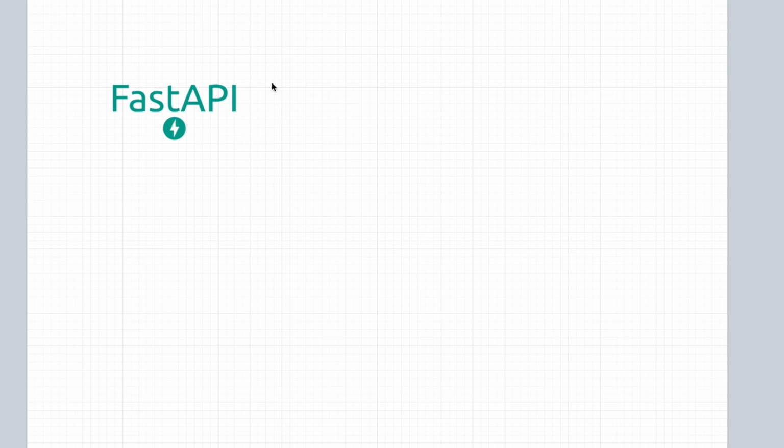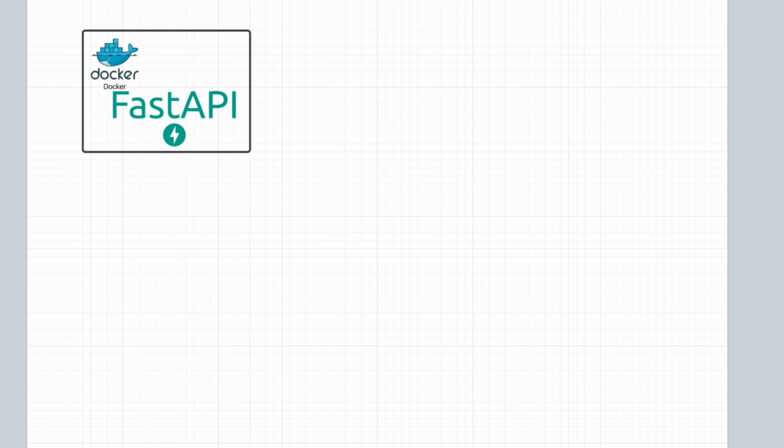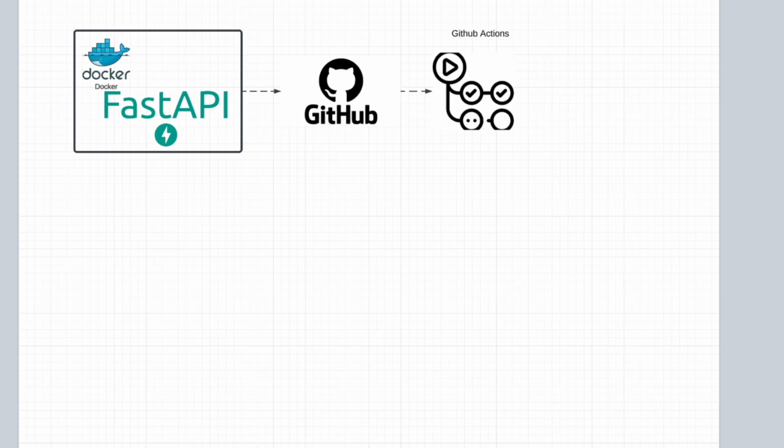We're going to start with a FastAPI server with a few CRUD operations. Then we're going to put it inside of a Docker container. We're going to push our code to GitHub and use GitHub Actions to build that Docker container. We're going to then push that Docker container to a GitHub package registry.